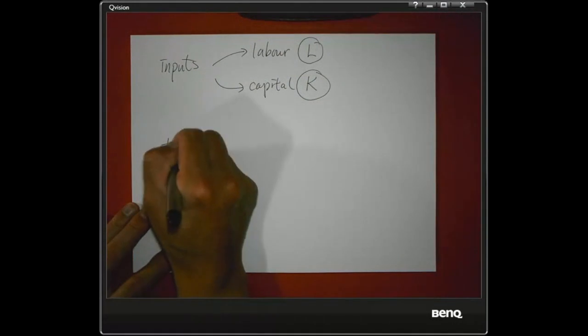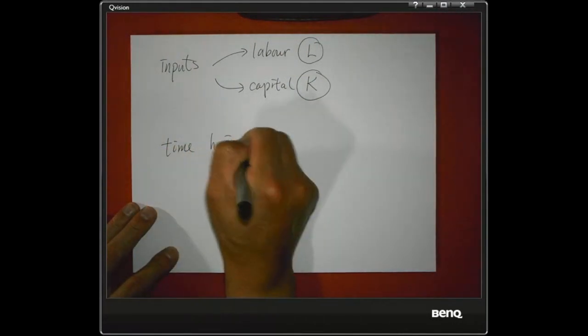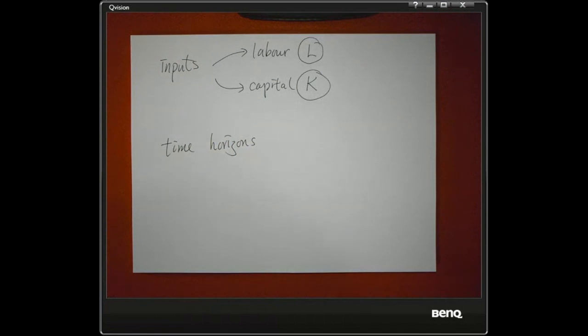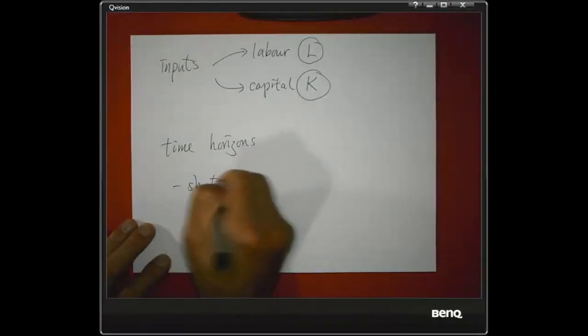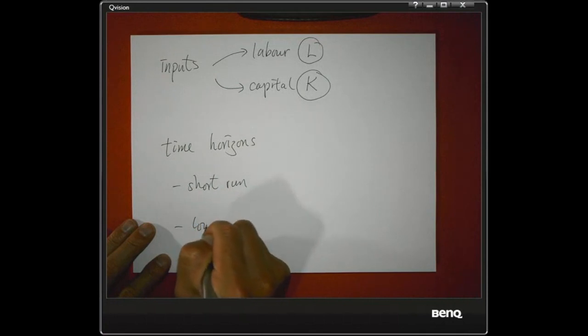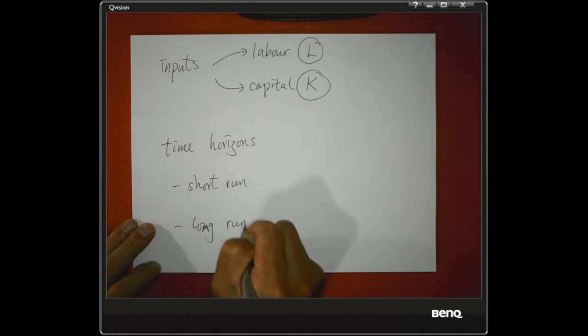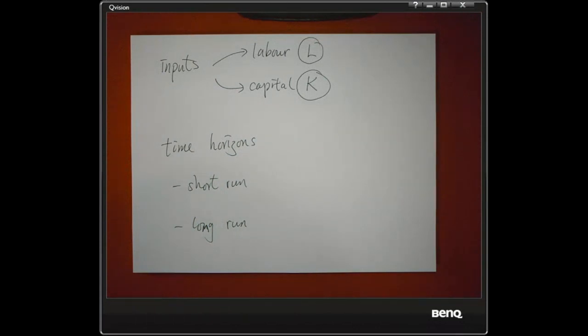And now, next, time horizons. Short run and long run. K is for capital. This is the convention in economics. C, we save for cost. So, for the time horizon: short run and long run.